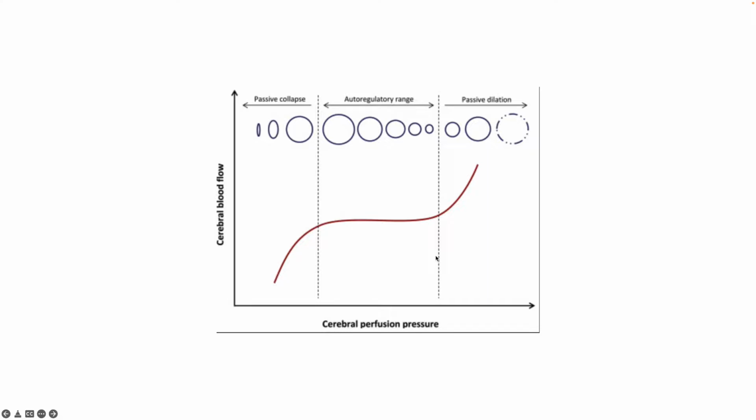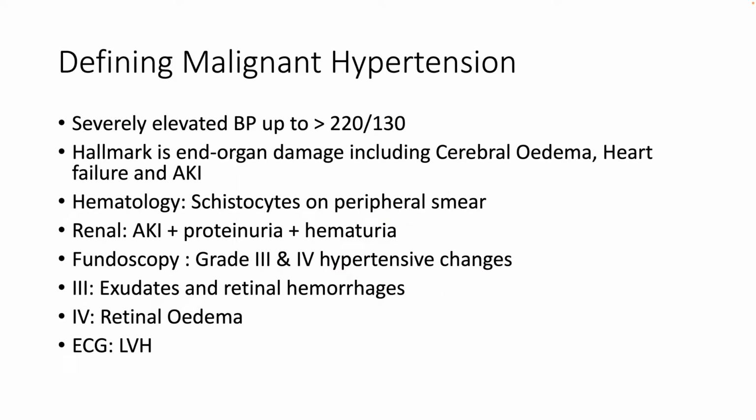Less commonly, we do think about when the pressure's too high. So even in the brain, the vascular bed cannot protect it the whole time. And if the blood pressure becomes too high, you get passive dilatation and you have problems like cerebral edema developing. Right, so with that in mind, let's go on to malignant hypertension.